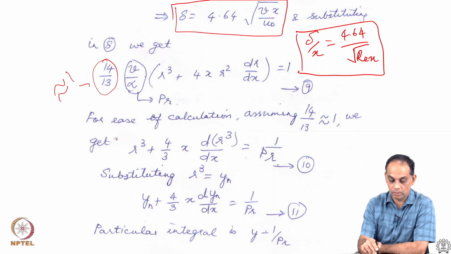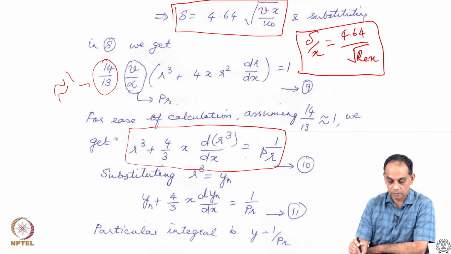We take this r square and bring it into the differential with respect to x. We can rewrite it as r cube divided by 3, so 3 goes here and so on. So, this is the expression, and this is a simpler equation that can be solved using, we know, the substitution method.